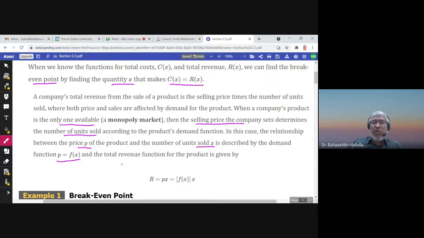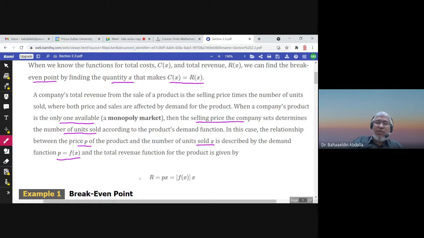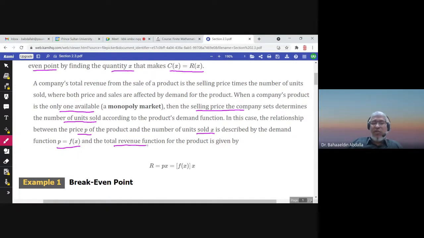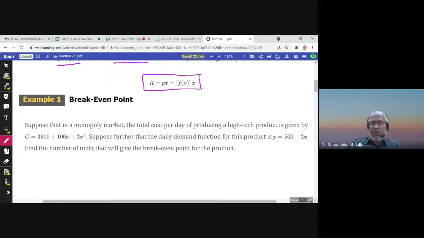So what is new here is that the price would be written as a function of x. In chapter 1, the selling price was given. The selling price is 50, is 30, but here the selling price would be a function of x. For example, x plus 1, x plus 2. And we find the revenue function, the total revenue function, as usual by multiplying the price times the number of units, but the price here is a function of x. So let us see an example.